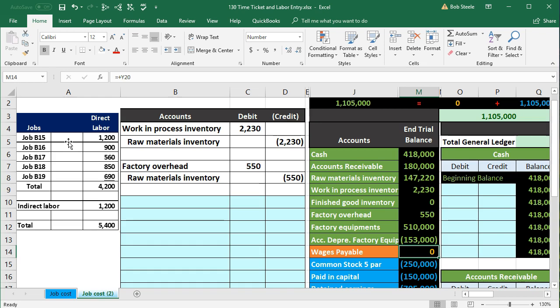So job B15, we've got 1,200 that's going to be applied for direct labor. Job B16, 900, B17, 560, B18, 850, and B19, 690 for a total of 4,200. So the journal entry then is pretty straightforward. We don't need to break it out for the journal entry, but we do need to break it out for the supporting documentation in each job. So the journal entry, we're just going to use this total here.